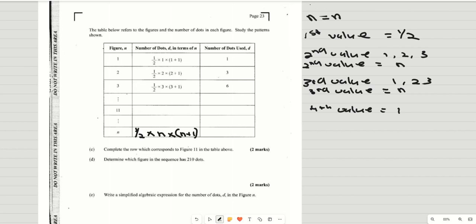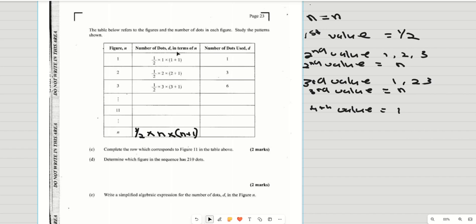Now, for the number of dots in respect to part D, I would look at the sequence 1 to 3, 3 to 6. The difference between 1 and 3 is 2, and the difference between 3 and 6 is 3. So there's no common difference. We cannot use the formula a_n equals a_1 plus and so on, because we need to have a common difference.